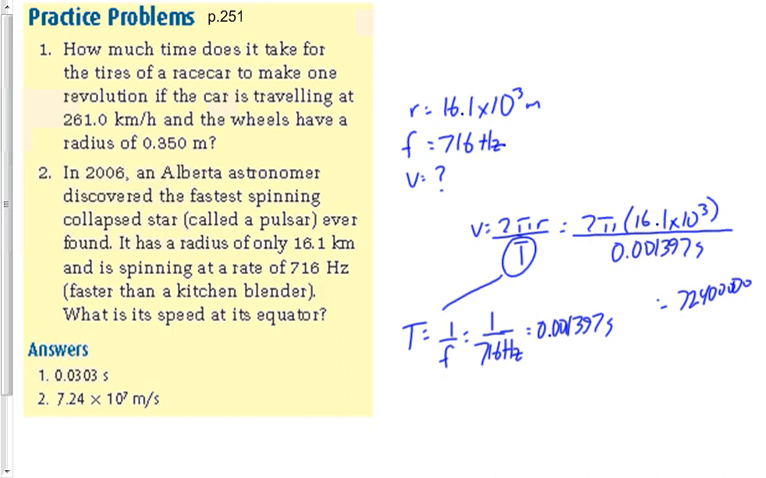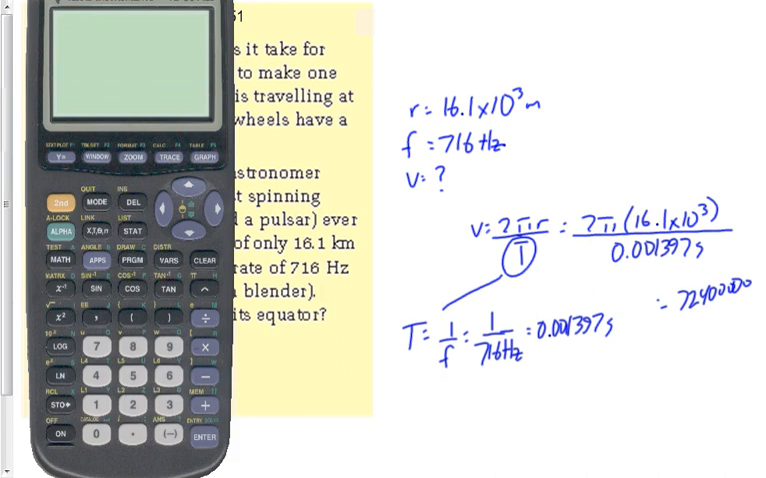I had a person ask me, well, how do we put that in scientific notation? Because really it needs to be in scientific notation so we can have 3 digits, right? Let's do this on a calculator. I'm going to show you a little trick if you have trouble putting it in scientific notation yourself.